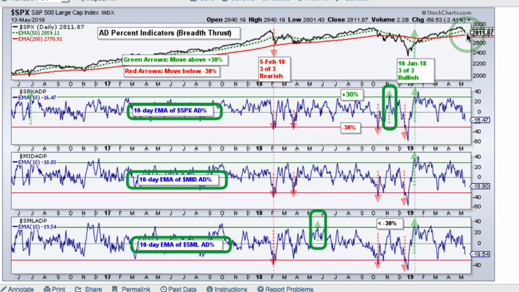And so this indicator remains net bullish until we see 2 of the 3 move below minus 30%. And right now, they're all in that minus 16 to minus 19.5% range. So it would take a couple more days of selling pressure to push this indicator bearish. Now, I'm not going to predict a signal. I'm just going to take it when it comes and react accordingly.